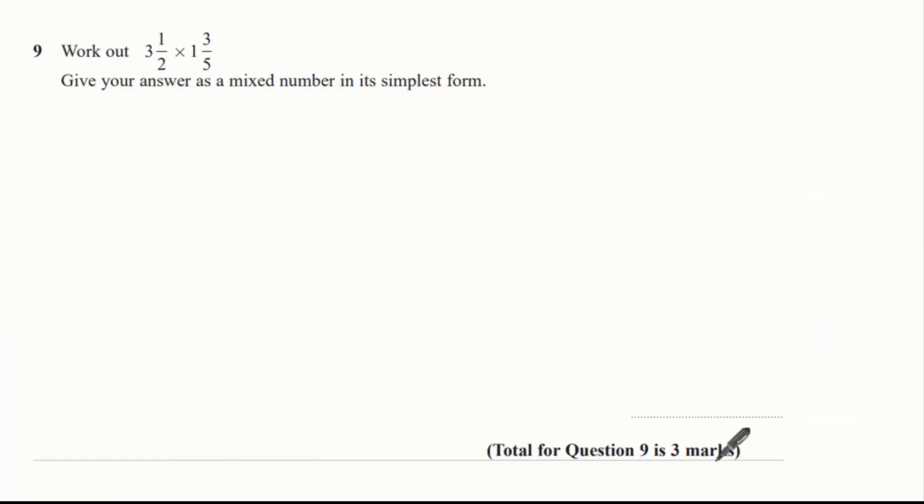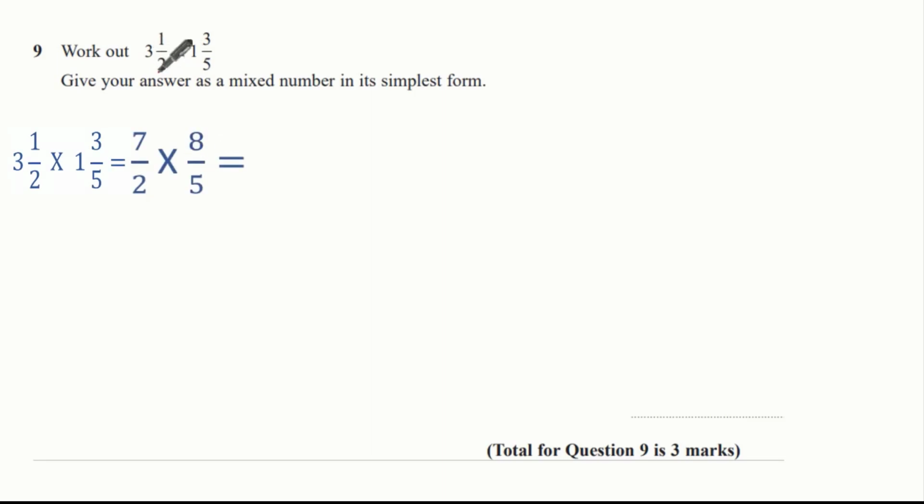Now looking at question 9, it wants us to work out 3.5 times 1 3/5. We must give our answer as a mixed number and in its simplest form. Now what's important to note is we need to convert our mixed numbers into improper fractions. And remember, to do this, it's very simple. We multiply the whole number by the denominator and add the numerator.